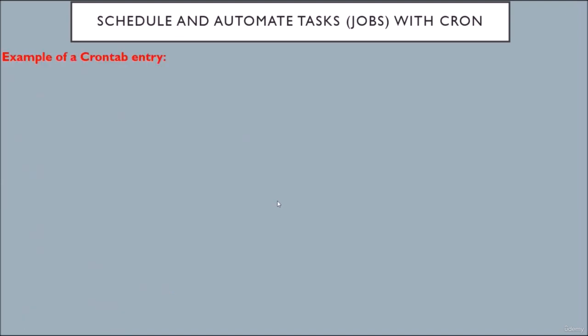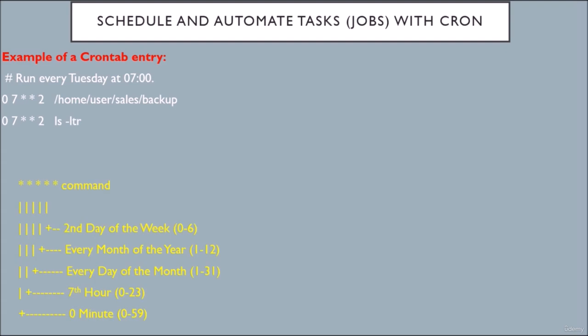Let's look at some examples of a Crontab entry. For example, you can schedule a job to run every Tuesday at 7 a.m. So 0 is for the minute, 7 is for the 7th hour, every day of the month, every month of the year, and the second day of the week. So this job will run every Tuesday at 7 a.m.